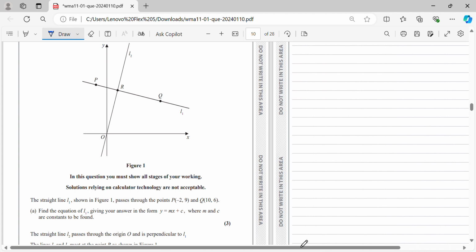So two coordinates are given: P is (-2, 9), and Q is (10, 6). I need to find the equation of a straight line, and this line is L1. I have to write the equation in the form y = mx + c, so for that I need a gradient and a y-intercept.